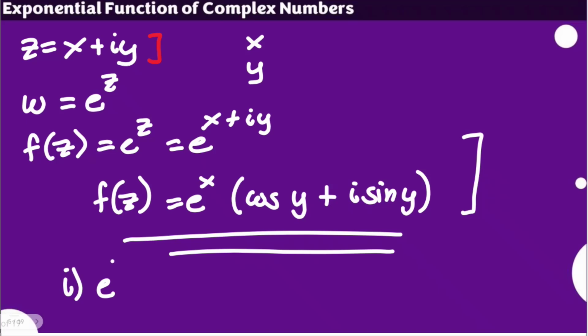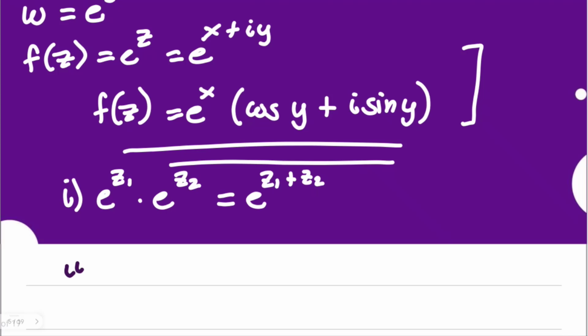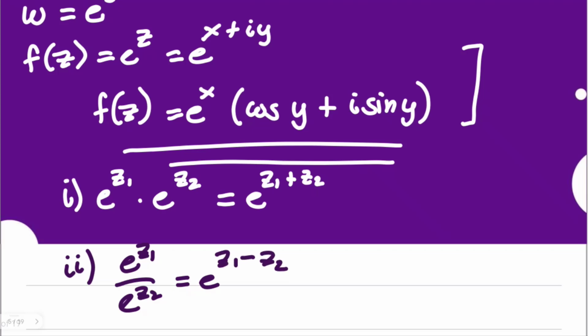In the first of the next videos, we're going to show that e to the power of z sub 1 times e to the power of z sub 2, having the same base, can be written as e to the power of the sum of the complex numbers. Again, we're going to show the proof of that in the next video. And the second one is of course for the quotient of two: e to the power of z sub 1 over e to the power of z sub 2 can be written as e to the power of z sub 1 minus z sub 2. Again, the proof for this will be presented in the next video.